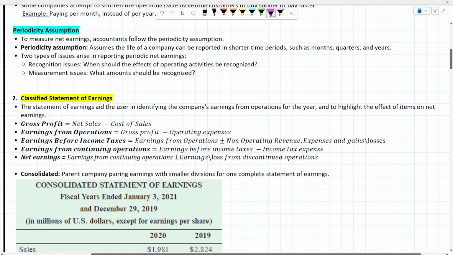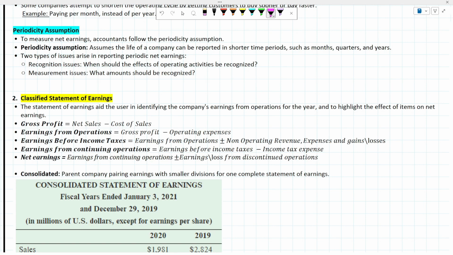Two, classified statements of earnings. A statement of earnings aids the user in identifying the company's earnings from operations for the year and highlights the effects of items on net earnings. Gross profit is equal to net sales minus cost of sales. Earnings from operations is equal to gross profit minus operating expenses.